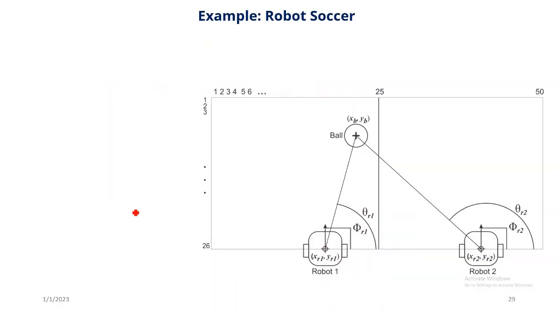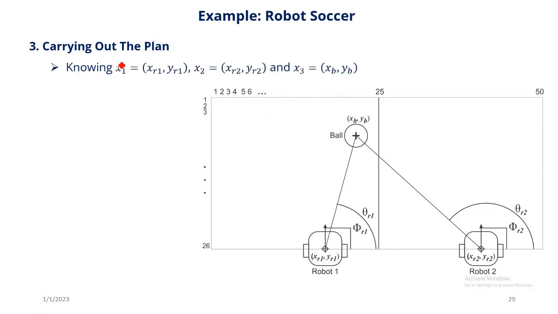So, we want to carry out the plan now. Since we know x1 is the x position of robot 1, or x arrow 1, whichever, I abbreviated it as x1. x2 is the x position of robot 2, and x3 is the position of the ball. If we assume this, then using elementary trigonometry, we can calculate theta arrow 1.